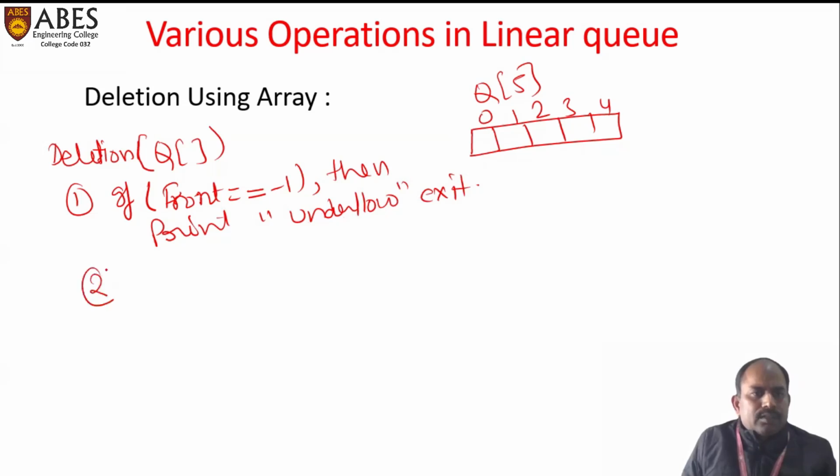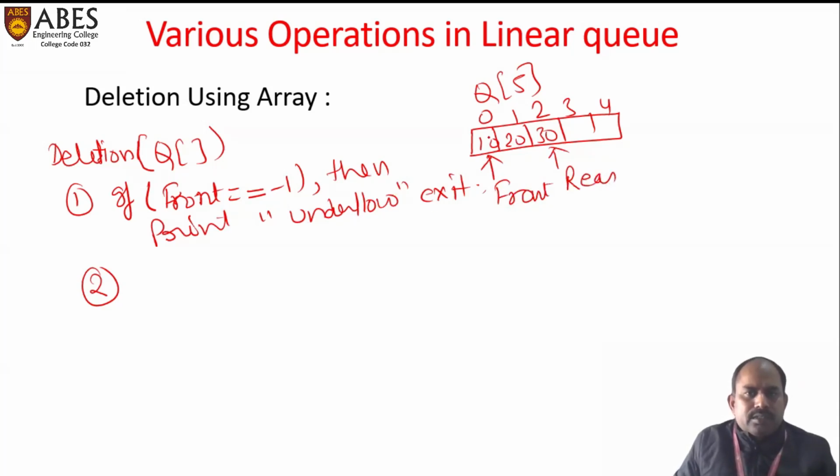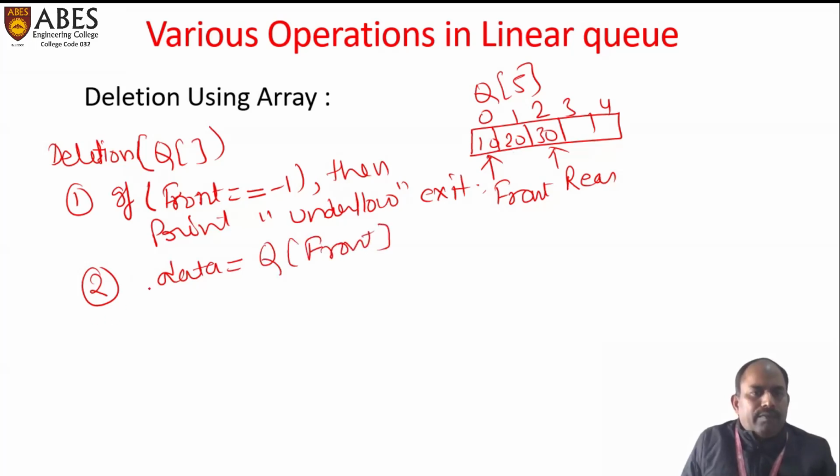Now in the next step, suppose there are some elements like 10, 20, and 30. Front is at this one and rear is at index 2. So in this case, what do we do? We store this element 10 for future use. So what do we write here? Data, which we have to save or print. So data is equal to Q of front. Then after saving this data, we can increment the value of front.